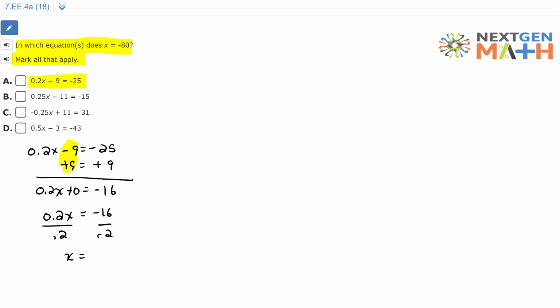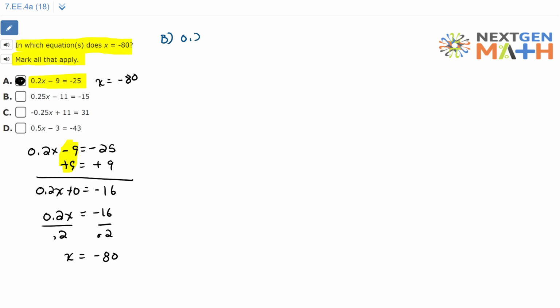and x is equal to negative 80. So x equals negative 80. So A is a solution. Let's now work on B. We'll do B right here.